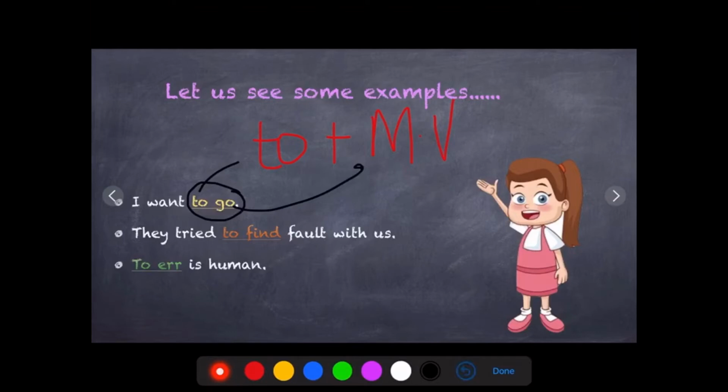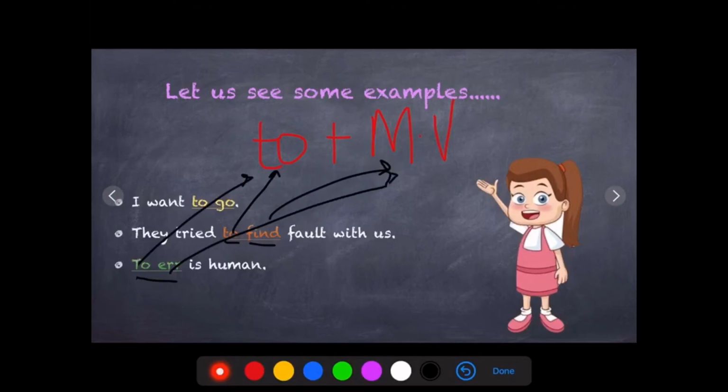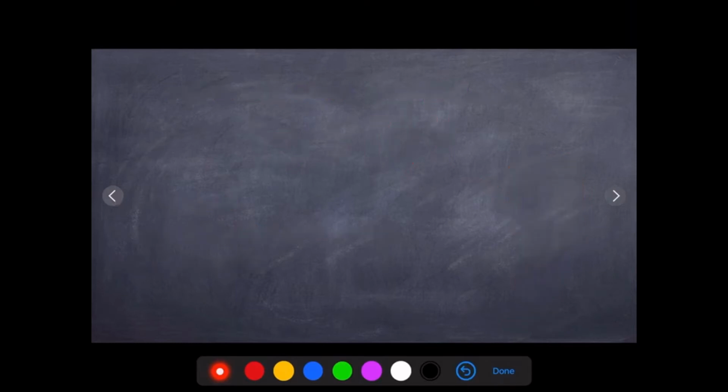So I'm not going to discuss about it. I'll just tell you what it is actually. So over here, to find. Find is main verb and to. To err is human. To is given and err is main verb. Err means to make mistake, like we all make mistakes and learn from it. So these are some examples of infinitives.